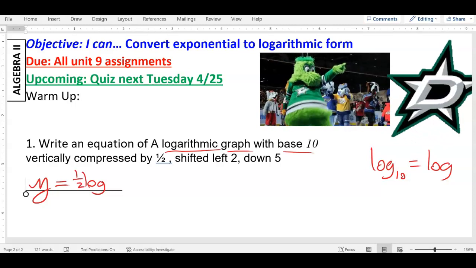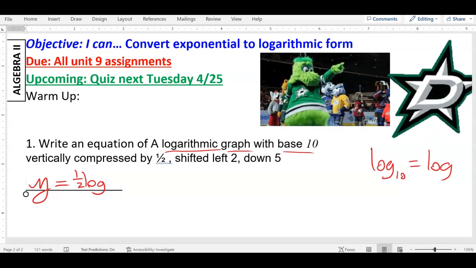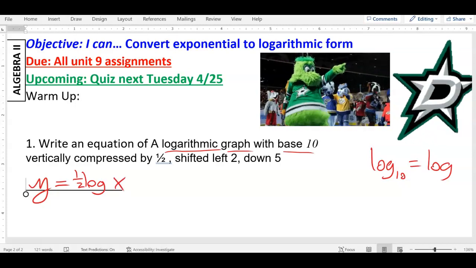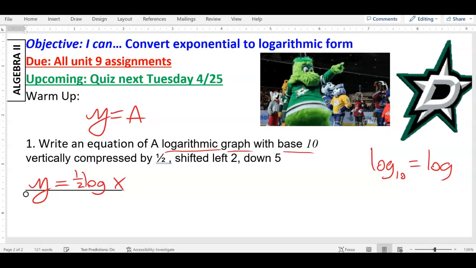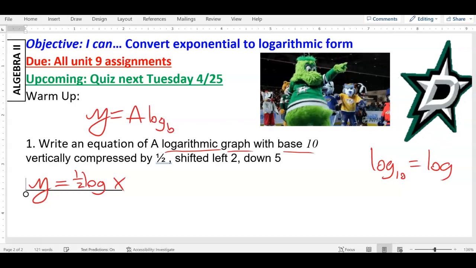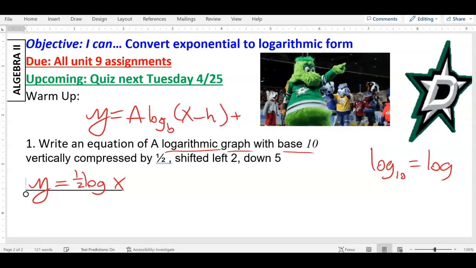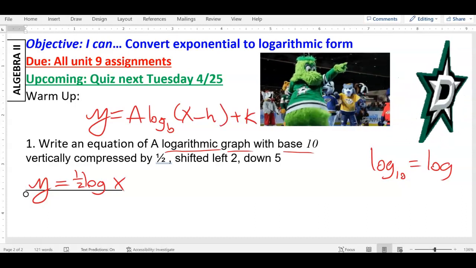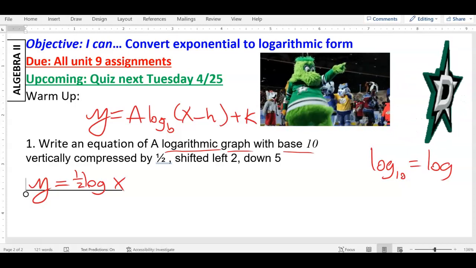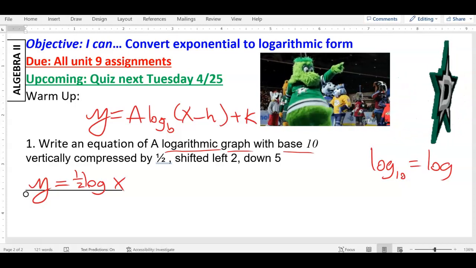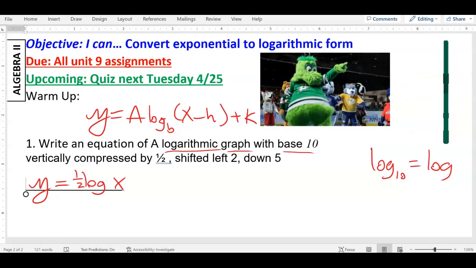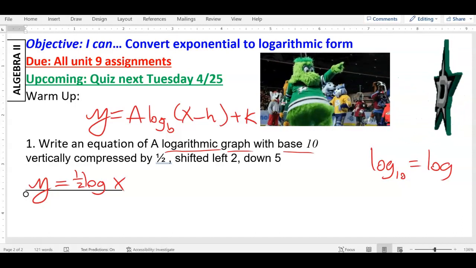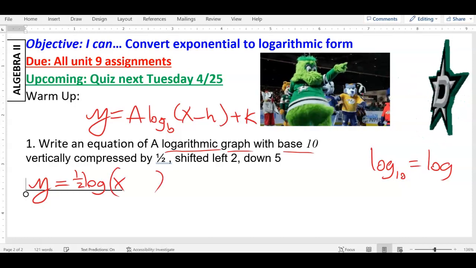And then, after the log, you always put an X. Now here's the question. Let me remind you of what the standard form is. It's A log little b parentheses x minus h, plus k. Please remember, inside the parentheses is horizontal, and it's a lie. Outside the parentheses is vertical, no lie. So you tell me, if I'm trying to do left 2, what do I have to put here? It will be a plus 2, but inside of what? Parentheses. So go and write yourself a parentheses with some space.